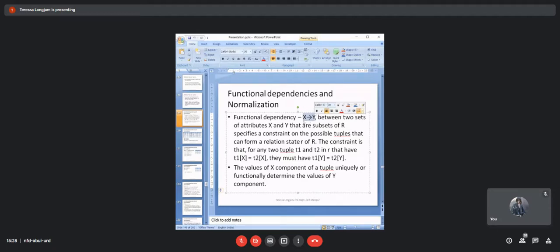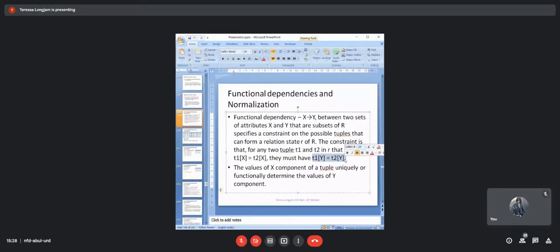You can read it like this: Y functionally depends on X, or Y can be functionally determined from X. If there is a dependency like this between X and Y, then this should be true in a particular relational set. So this is the formal definition of functional dependency.